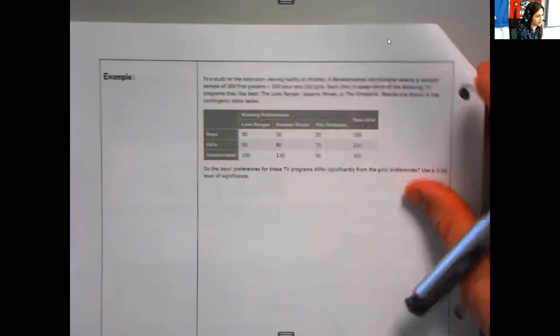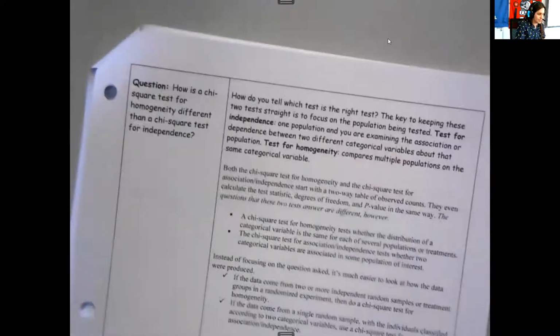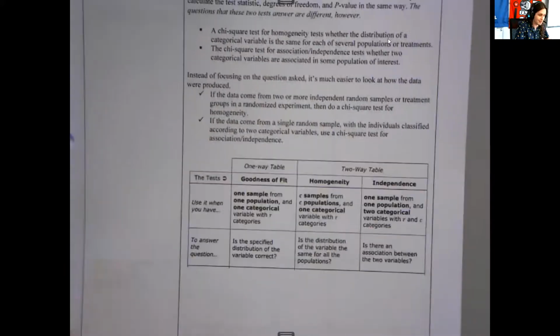So we have a couple examples here. An example about television preference, which I'm going to skip for the sake of time, so we can look at some of these harder differences in the back. So how are these things different? Got a little table down at the bottom here.